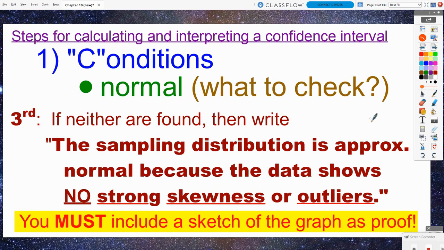All right, so if neither the strong skewness nor the outliers are present, then we're going to write the sampling distribution is approximately normal because the data, or you could say the box plot, the graph, shows no strong skewness or outliers. And here's the thing. You have to include a sketch on your paper of that graph, whether it's a box plot, a dot plot, a histogram, whatever type of graphical display you want to use. You have to draw a picture of it to indicate that there is no strong skewness and there are no outliers present in your data set.